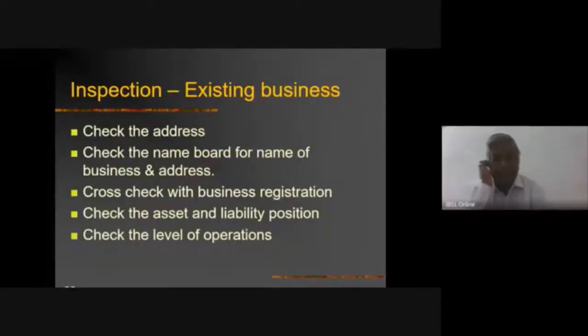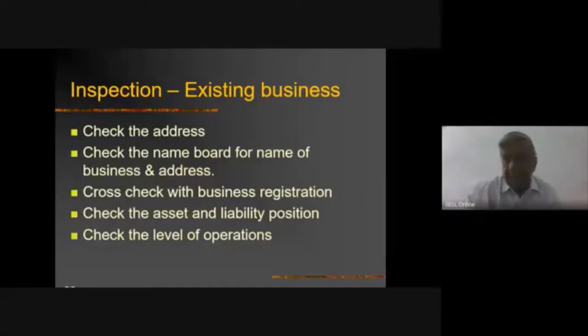Inspection of an existing business or existing project. First, after going there, check the address, whether you have come to the correct place. The address of the existing business may be with you. Check the name board for the name of the business and the address, and see whether it is correct, so that we haven't come to any wrong place.